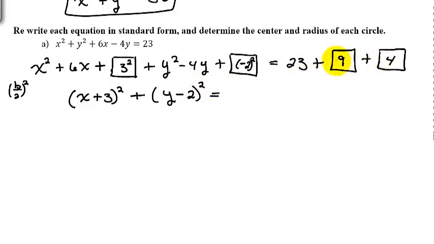And over on the right, we have 23 plus 9 plus 4, so that's 23 plus 13, or 36. So the center of this circle is at the point (-3, 2), and its radius is the square root of 36, or 6.